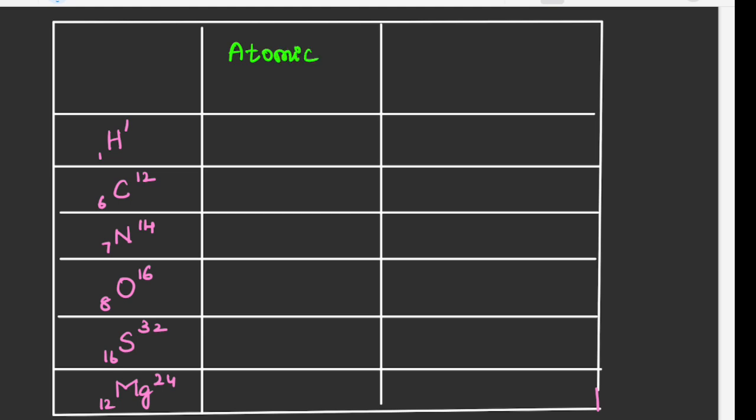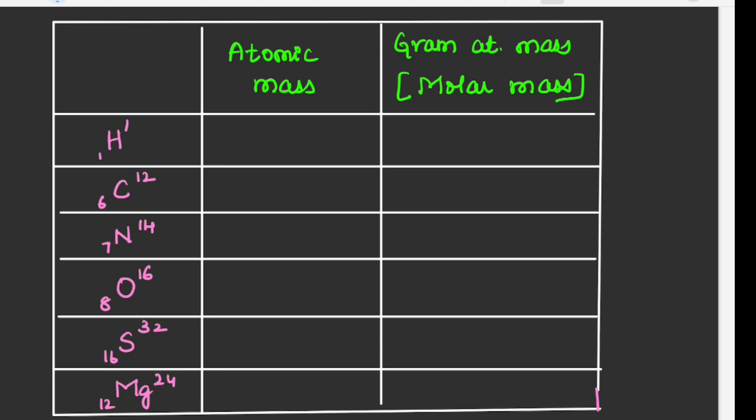Atomic mass. In the second column, I'll be taking gram atomic mass, or you can also call it molar mass. So now let us find. The first one here is the hydrogen atom. Can you see here only one atom is present? If it is a molecule, it will be in the form of H2. So here a hydrogen atom is present.